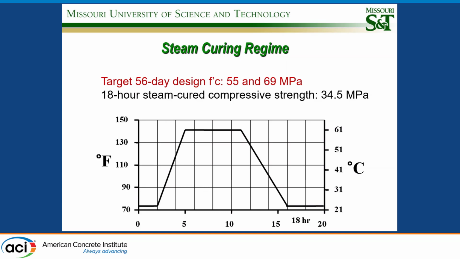For the steam curing, this is a steam curing regime that we followed. Sorry, I misspoke. After a couple of hours, we started steam curing the sample. So all the samples were steam cured. And then by 18 hours, they achieved a certain strength, and that's when we applied the pre-stressing. Yeah, steam cured for the creep. The targeted strengths at 56 days were 55 and 69. So 69 is 10,000 psi, and 7,500 psi.